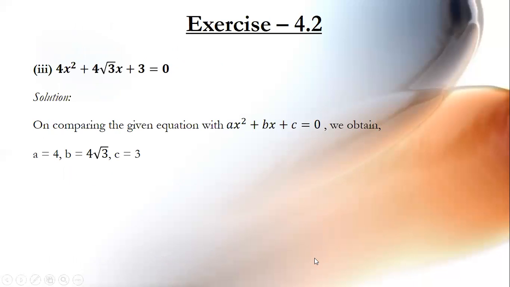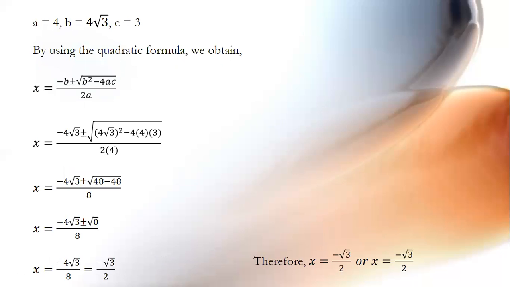Now for the next question, again we compare. a is 4, b is 4 root 3, c is 3. So by using the quadratic formula, we substitute: minus 4 root 3 plus or minus root of (4 root 3) the whole square minus 4 into 4 into 3 (4ac), by 2 into 4. So minus 4 root 3 plus or minus root of 48 minus 48, by 8. 48 minus 48 is 0. Root of 0 will be 0 only. So plus or minus 0, that's all. So we are left with minus 4 root 3 by 8, which is minus root 3 by 2.